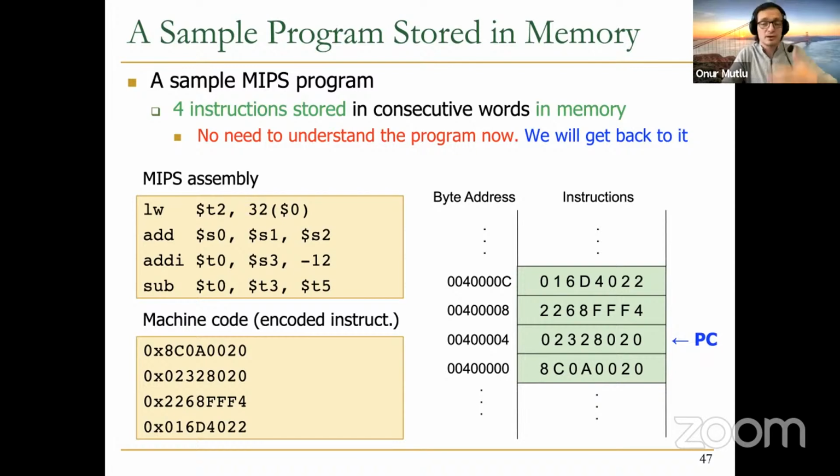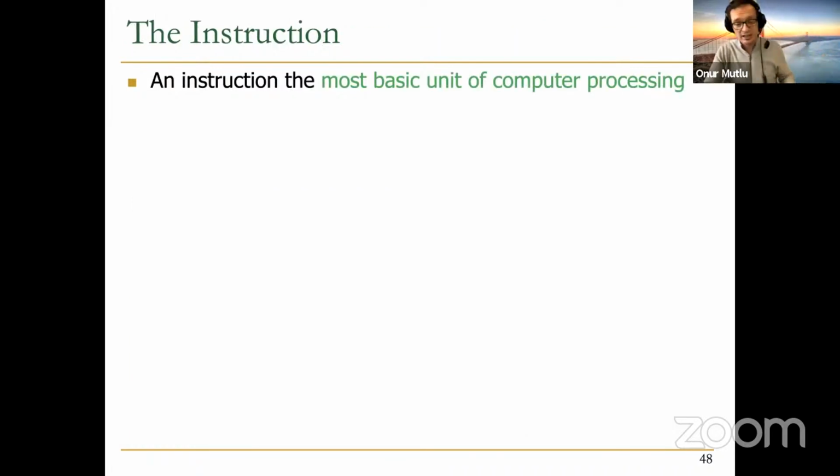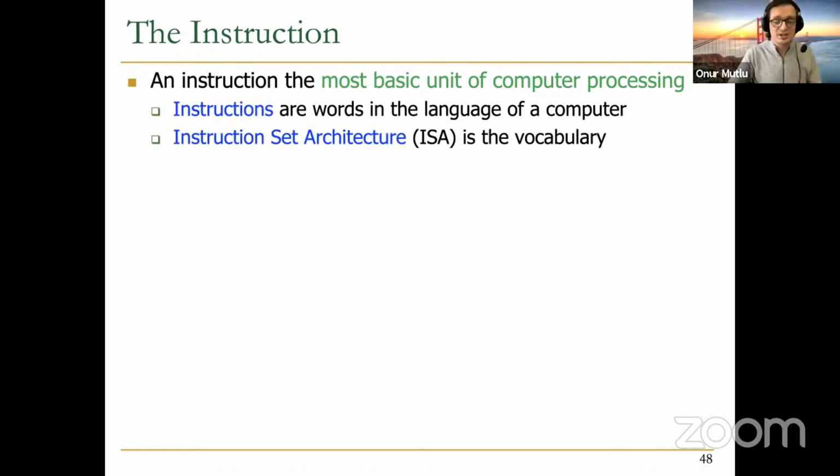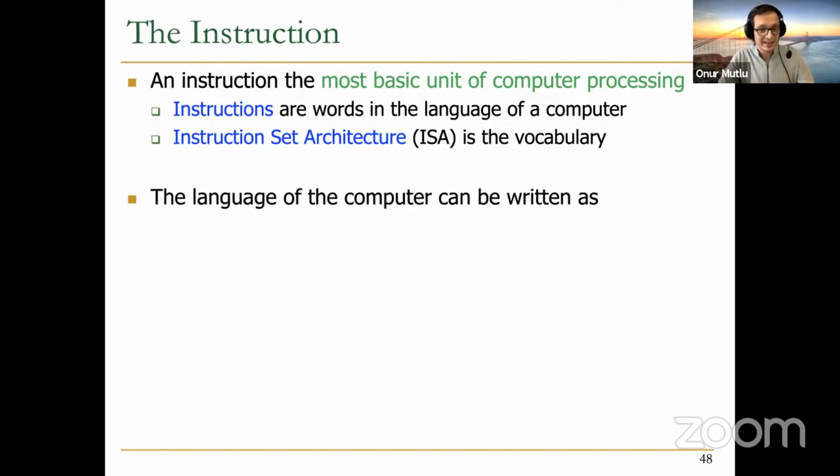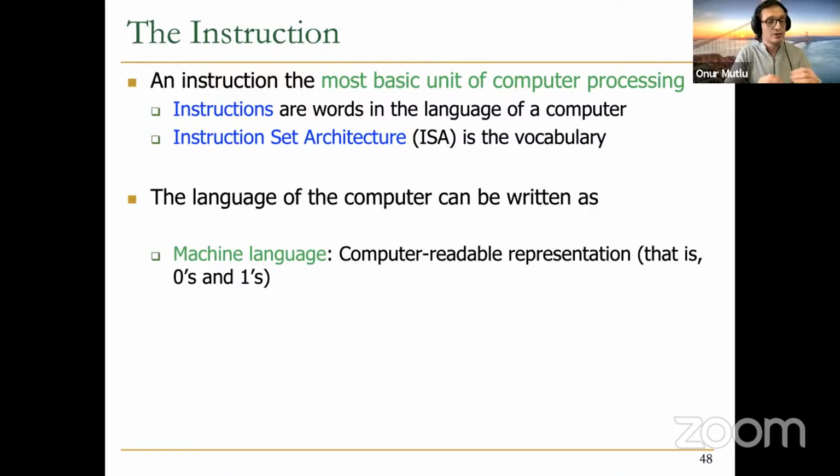And then you keep going through the sequential instructions until you get to a control flow changing instruction. Essentially, as I said earlier, an instruction is the most basic unit of computer processing. You can think of instructions as the words in the language of a computer, at the very low level. An instruction set architecture is the vocabulary of the computer. The language of the computer can be written as machine language. That's the lowest level of abstraction, basically: the computer readable representation, ones and zeros. These are essentially the instruction format, the instruction encoding.